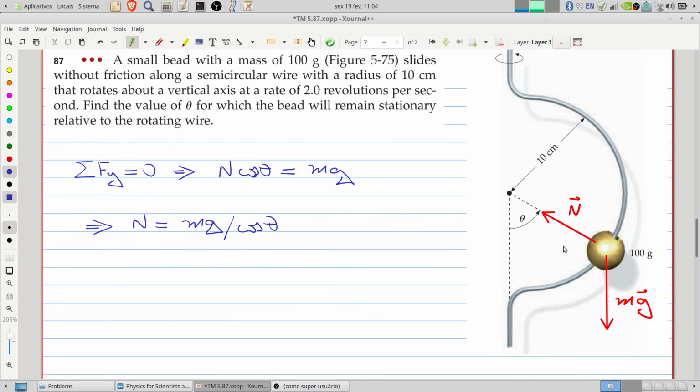We know that we have a circular motion here with angular velocity equals 2 revolutions per second. That is 2 times 2 pi radians per second. Therefore, the angular velocity is 4 pi radians per second.